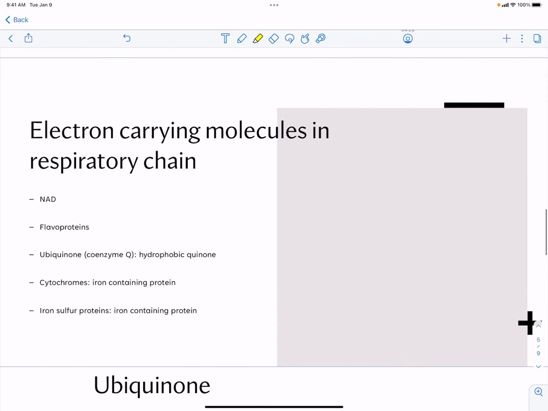Now, electron carrier molecules are going to be important in the electron transport chain, obviously. We are going to have NAD and those flavoproteins, FAD and FMN. We're also going to have another series of carriers. We're going to have ubiquinone, which is coenzyme Q, and then we're going to have cytochromes, and cytochromes are going to contain those iron-containing proteins. We're also going to have iron-sulfur proteins in the electron transport chain.